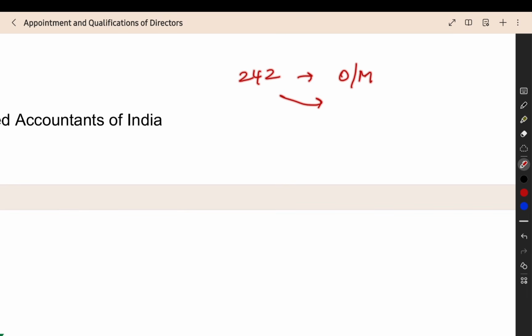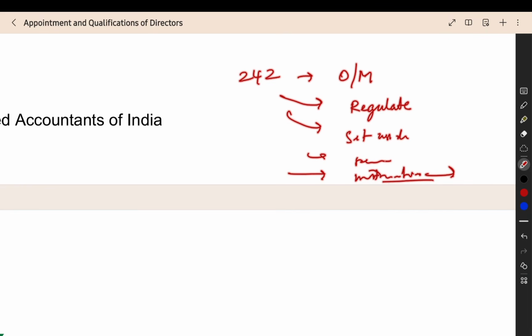Here, the tribunal will pass orders to regulate the company. What will they do to regulate the company? They will set aside some agreements, they will remove some directors, they will pass some instructions. This you have to follow when you're handling the company, when you're managing the company. They will give instructions and do everything to regulate the company.